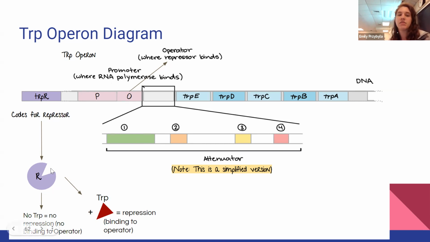Tryptophan repressor is a little Pac-Man, and tryptophan is a piece of cheese it's missing in this case. So when there is tryptophan, it binds the repressor, it activates the repressor, and the repressor binds the operator and represses. So when there's tryptophan, we're repressed. When there's not, we're not.